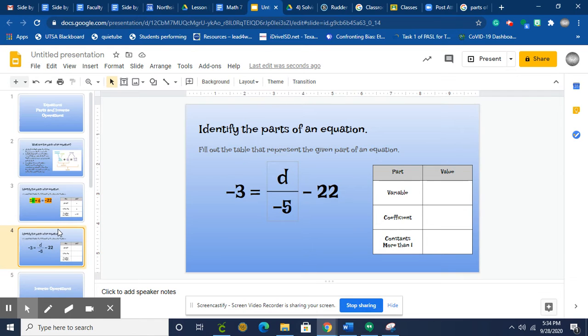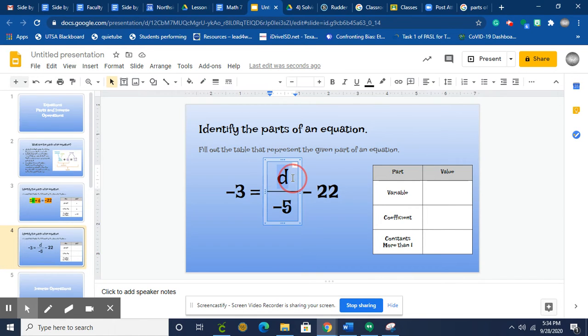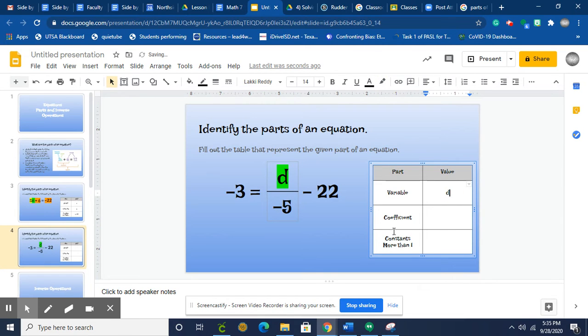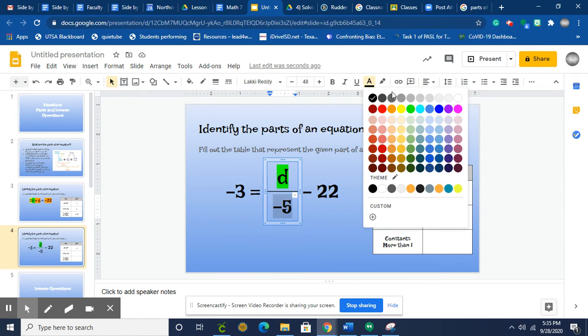Again, identify the parts of an equation. The first thing I'm looking for is the variable. What's the letter that's representing the unknown value? In this case, I see the letter D. Remember, it doesn't always have to be X. X is very common, but it doesn't have to be, right? It's a letter, there's letter D. Coefficient is a number that's with the variable, right? It's cooperating with the variable. In this case, we see a fraction, which means that we're going to have a division problem here. So I'm going to ask, what is D being divided by, right? What's the letter D being divided by? And in this case, we see that below it is the -5.